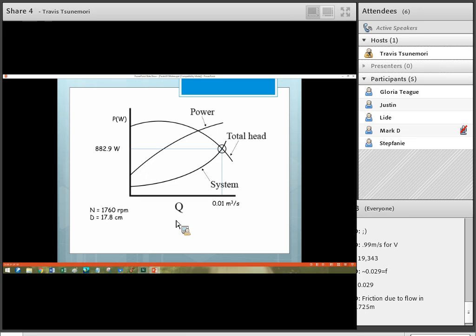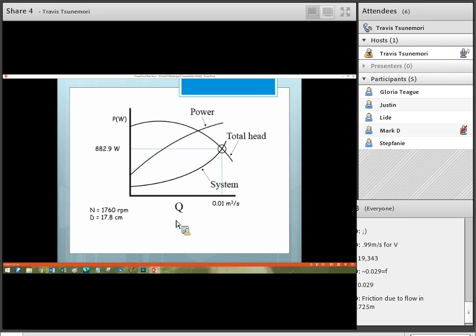So if you think about it, it's going to take a lot more work to push more volumetric flow rate through a system than it would if you're pushing just a little bit of the volumetric flow rate through, and most of the time it's not a linear relationship, it's curvilinear. And it's so system dependent that we're going to calculate it for each system.